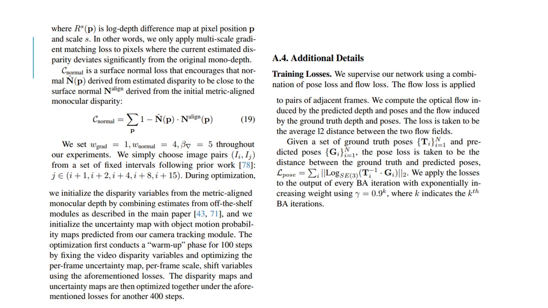Now additional losses are also discussed: the loss on predicted poses with respect to ground truth poses, over every BA iteration with increasing weight gamma to the power 0.9k, where k indicates the kth BA iteration.